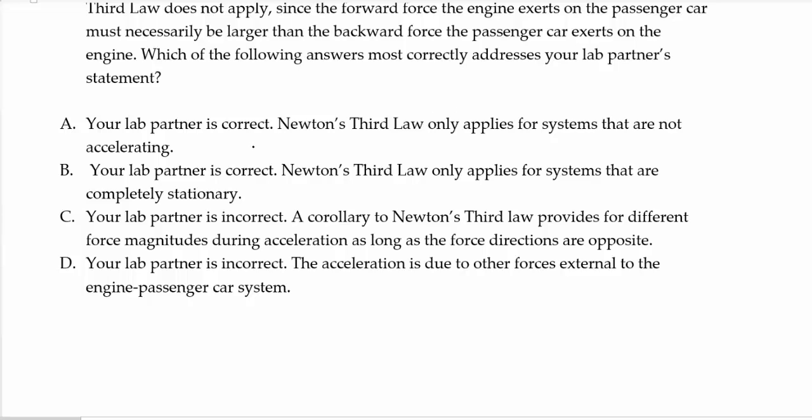A, your lab partner is correct. We know that's not true. B, your lab partner is correct. That's not true. C, your lab partner is incorrect. That is true. Now, the reason: a corollary to Newton's third law provides for different force magnitudes? No. The same force magnitude, so this is not true.